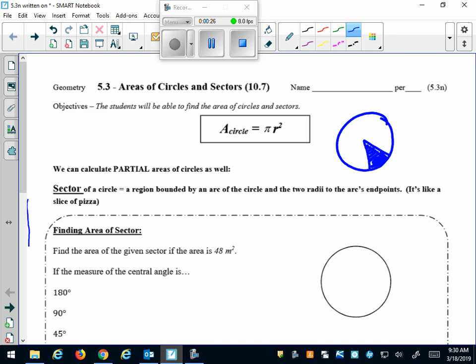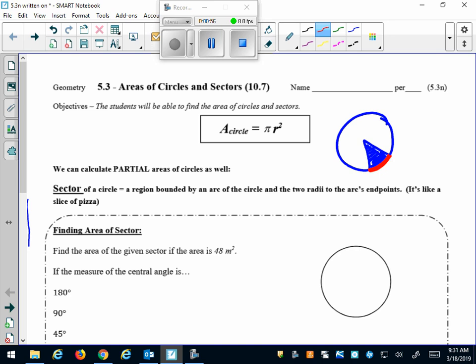These notes should look really familiar. They look almost exactly like the 5.2 notes, which was finding the length of an arc of a circle. Well, when we did that, the arc was this piece right here, just the edge, which was a fractional part of the whole circumference. Remember doing that?